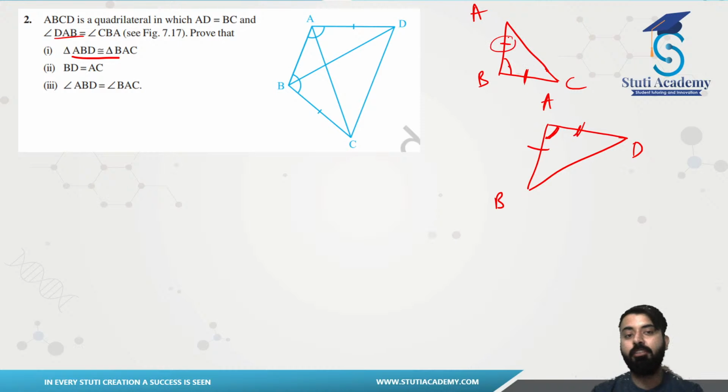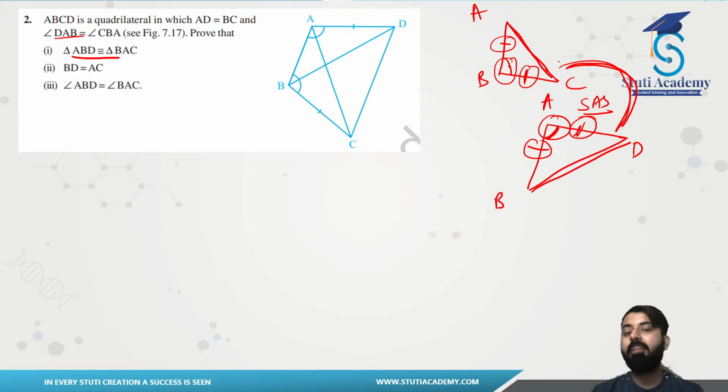Now you guys see, side, angle, side, side, angle, side. So using SAS, you can say both of the triangles are congruent. Then you have to prove that BD is equal to AC. BD is here, AC is here. They can easily be proven congruent using CPCT. Then you have to prove angle ABD, which is this one, equals to angle BAC, which is this one. They can also be proven equal using CPCT. So this will be the proof that we have to do.